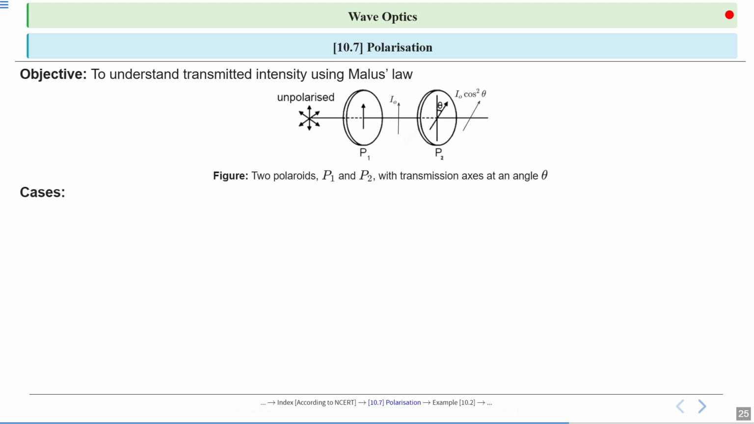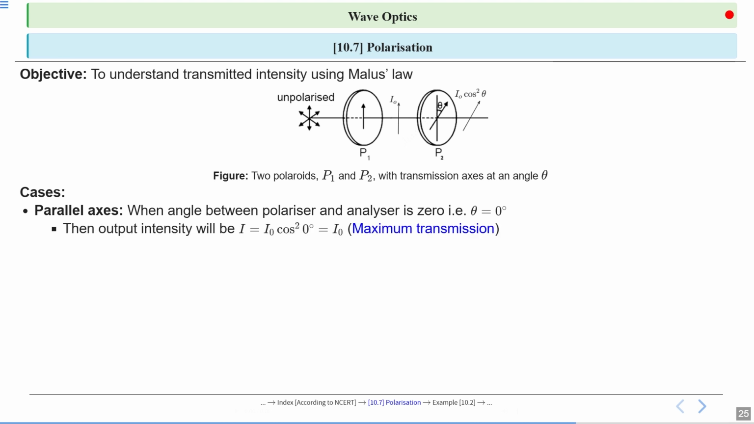Let's look at different cases of how light intensity is affected by the angle between the Polaroids. We will start by examining the scenario where the axes are parallel. This is when the angle theta between the polarizer and analyzer transmission axes is 0. So for parallel axes, when the angle theta is 0 degrees, the output intensity is at maximum. This is because the light passes through both Polaroids without any obstruction. The formula for this is I equals I naught cos square theta.